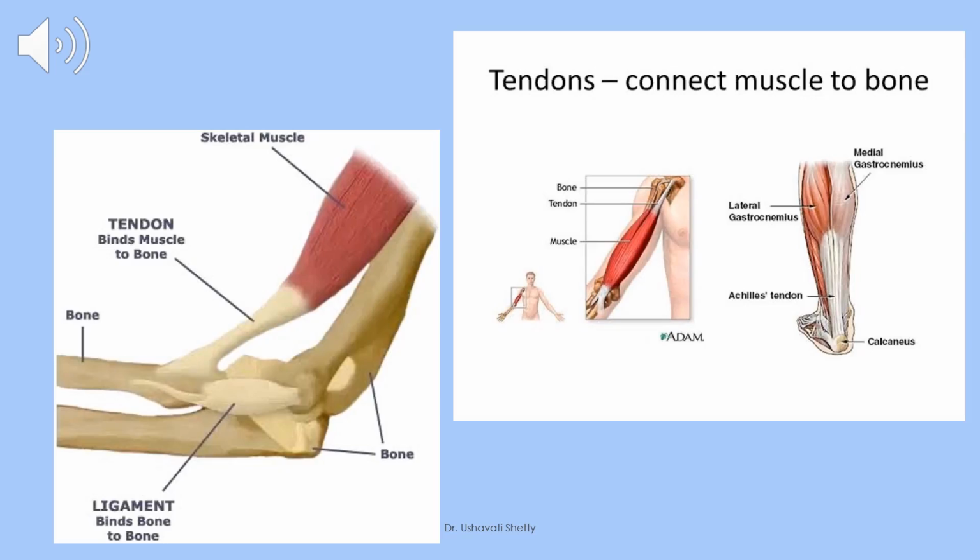Tendon. They are bundles of strong white fibers which are non-elastic. They are strong and tough. Function: they join muscle to the bone.